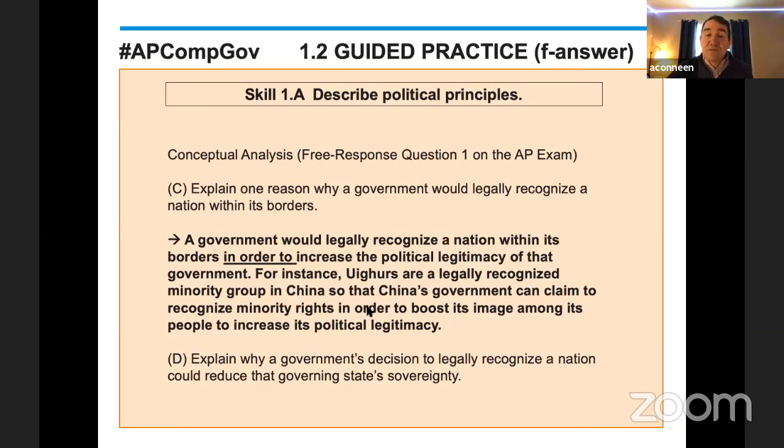Again, I've used the example from China, the Uyghurs. You don't have to do that. You could use a hypothetical nation in a hypothetical state in this case.